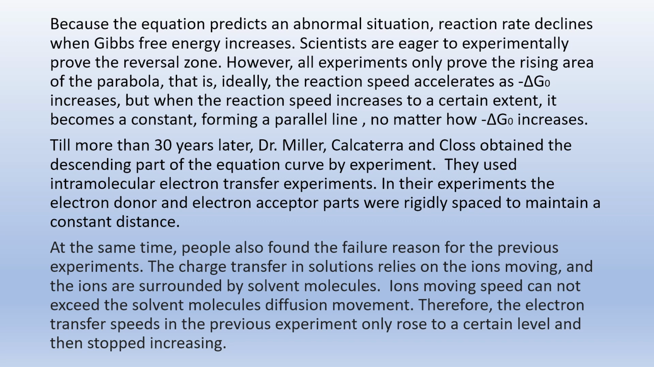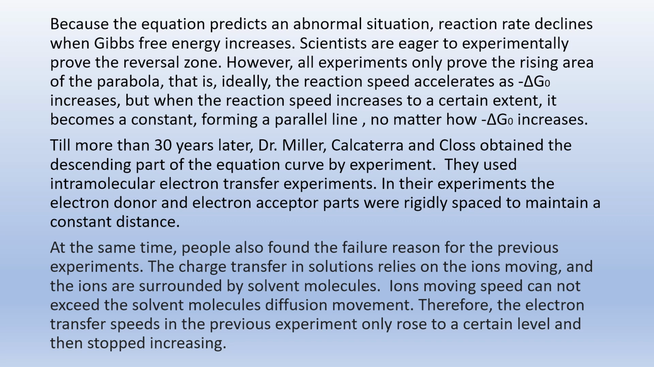delta G0 increases, but when the reaction speed increases to a certain extent, it becomes a constant, forming a parallel line, no matter how minus delta G0 increases. Till more than 30 years later, Dr. Miller, Calcaterra and Claus obtained the descending part of the formula curve by experiment.